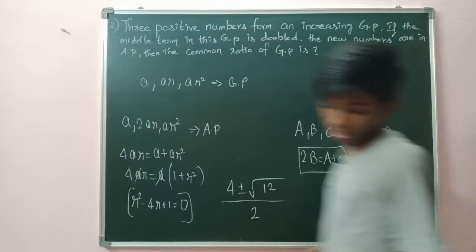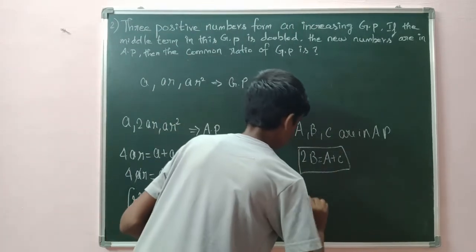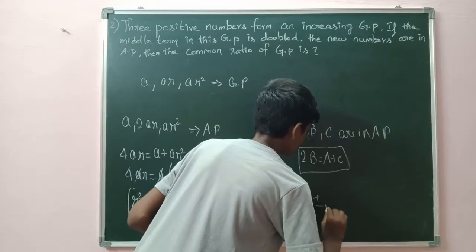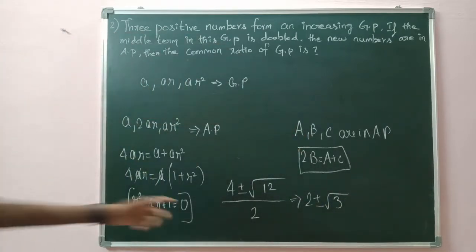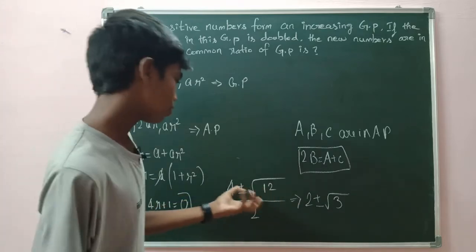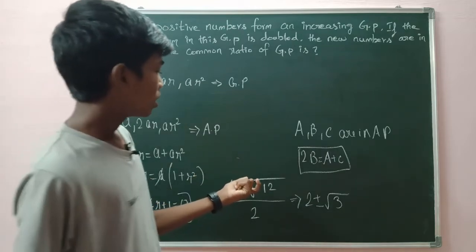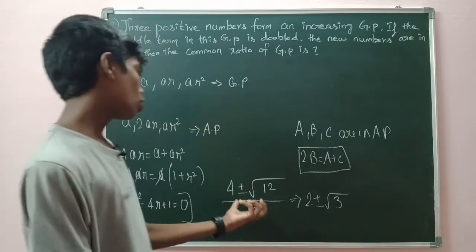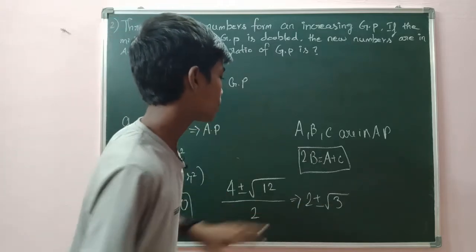So now, after this it is going to be very simple. Finally when you evaluate, I'll get 2 plus or minus root 3, because you can write root of 12 as root of 4 into 3. So root 4 is 2. So finally I will get 4 plus or minus 2 root 3. Take 2 common and cancel out. So finally we will get the roots of this equation as 2 plus or minus root 3.